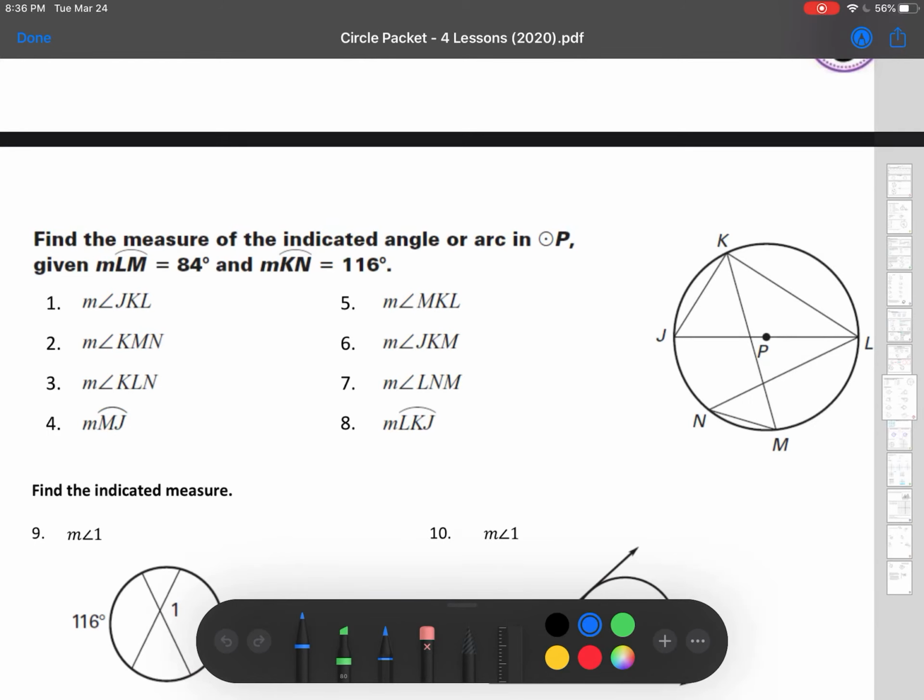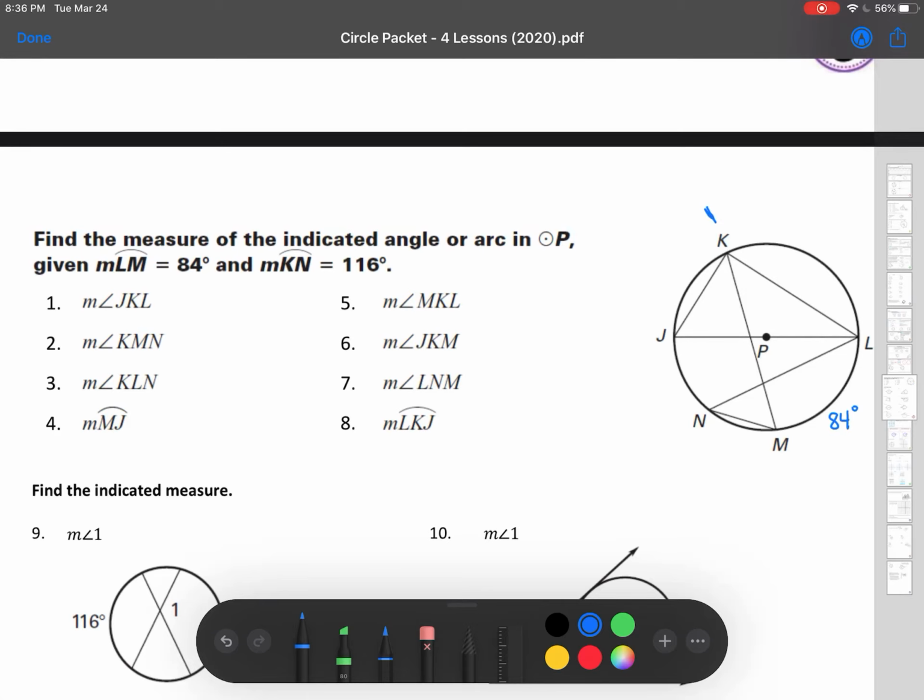This first problem can be a challenge, so I want to help you get started a little bit. Here's my advice. It tells us that the measure of arc LM is 84 degrees. Make sure you write that on the picture because we might wind up using that for more than one of these questions. Arc KN, the minor arc, is 116 degrees.